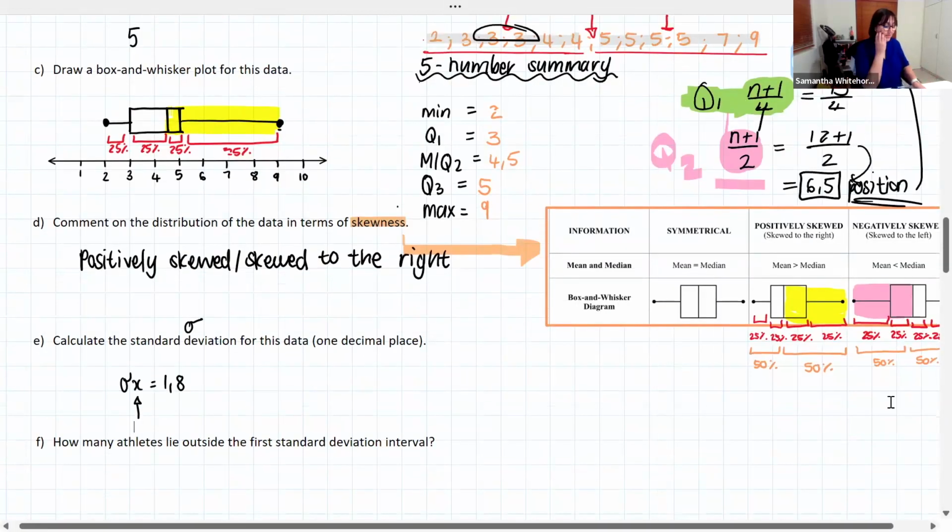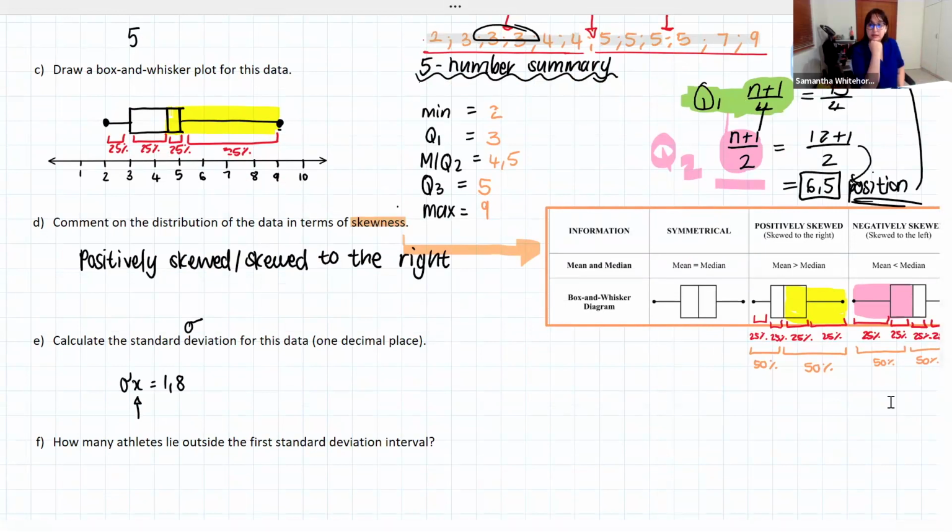There is a way to find standard deviation manually, but it takes a lot of time, a lot of effort, a lot of calculations.